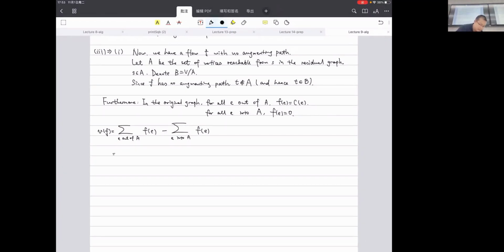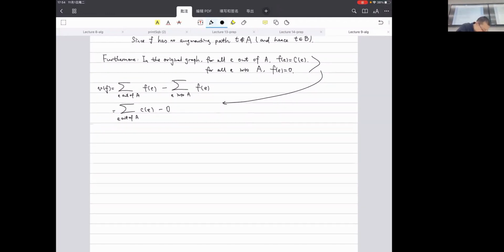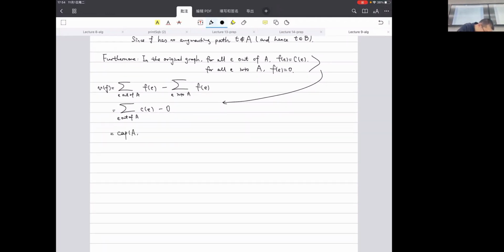Basically, we plug this in. We are going to have the summation: the first summation is over E out of A. For all the edges E out of A, we know f(e) equals c(e). And for the other part, for all E into A, we know f(e) equals 0. So we can simply say that this equals the capacity of A, B, minus 0. And this finishes the proof.